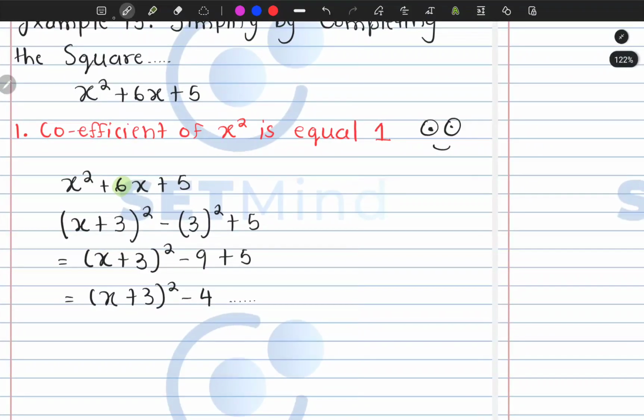And as you can see, this takes the form which we are always looking for, which is a into x plus or minus p all squared plus or minus q.